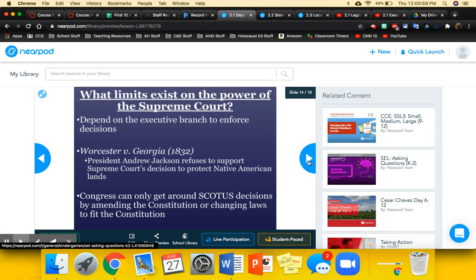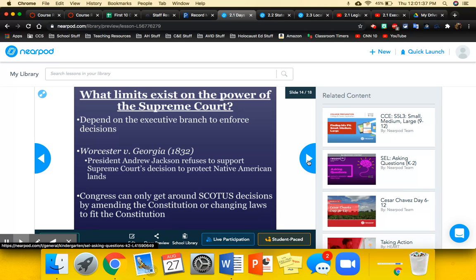All right, what limits exist on the power of the Supreme Court? It depends on the executive branch to enforce the decisions. Perhaps one of the more infamous Supreme Court cases in U.S. history is Worcester versus Georgia, in which the Supreme Court made a decision, and President Andrew Jackson refused to support their decision. It's not necessarily important that we get into that right now. You'll talk more about Worcester versus Georgia next year in American History 1. Just know that that's an example of the executive branch refusing to enforce the court's decision.